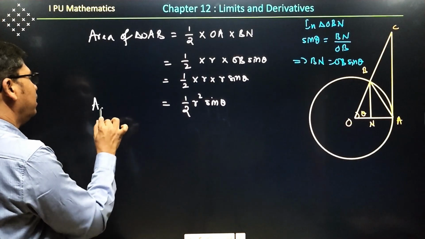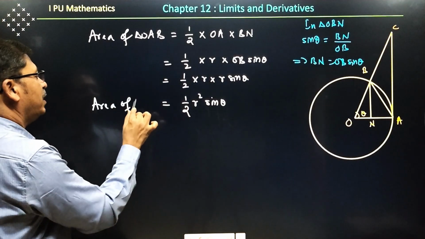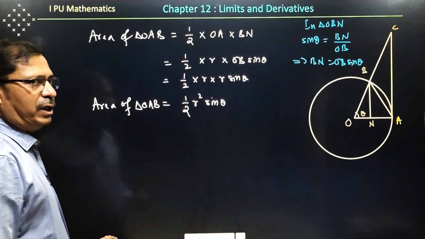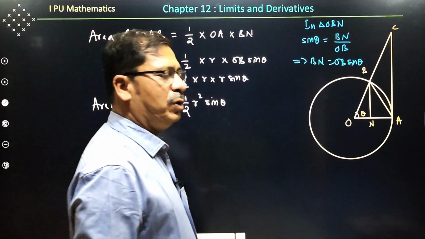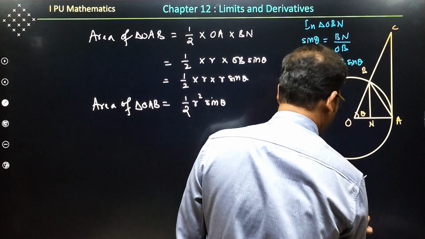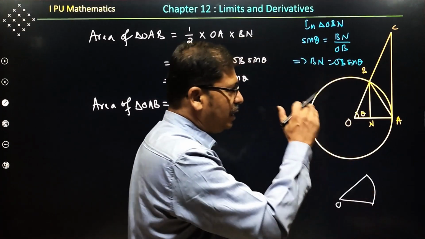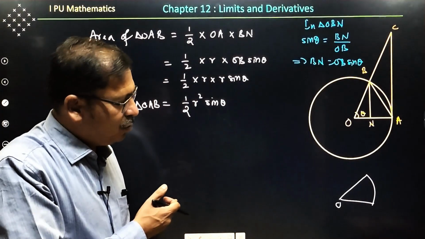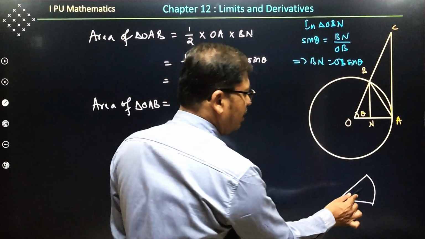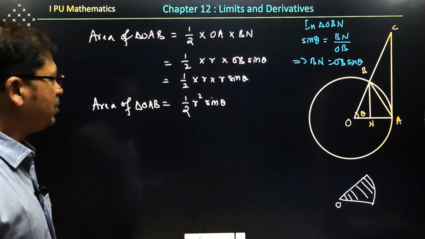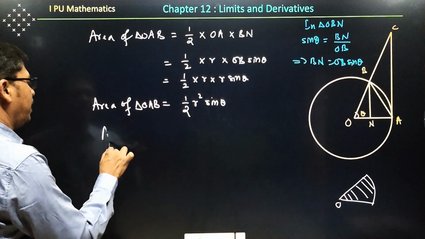Area of triangle OAB. See, one more area I would like to choose, the area of the sector OAB. This is the center, this is the center O. See, this is the sector here: arc AB and the two radii. This area of the sector you have studied already in trigonometry, radian measure, the first topic. Directly you take it.